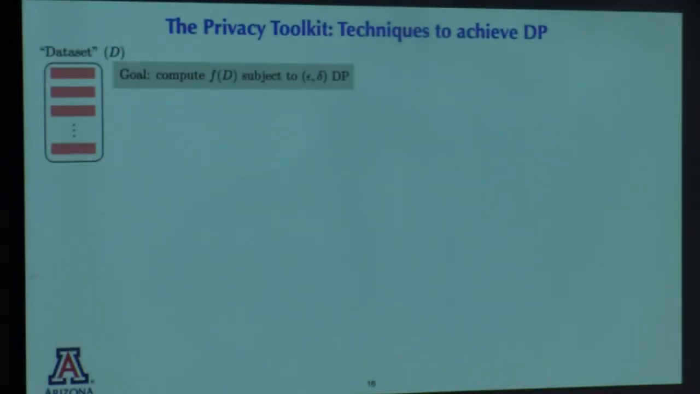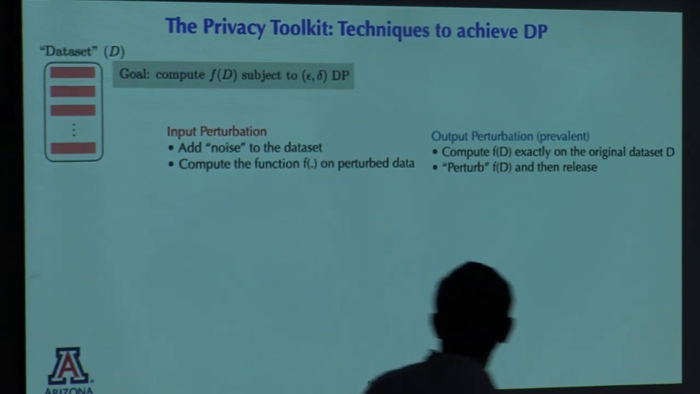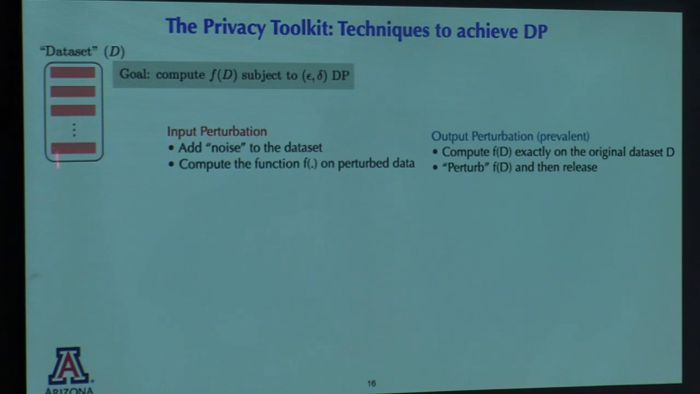Okay. So that comes to the privacy toolkit. How do I add noise? Broadly speaking, let's say you have a data set D. Again, I've written data set in quotes. It could mean many things to many people. It could be a database, it could be a bunch of images. So you have to compute some function f of D, a function of this data set, subject to epsilon comma delta differential privacy. There are two broad approaches that people use. Either you do input perturbation or you do output perturbation.